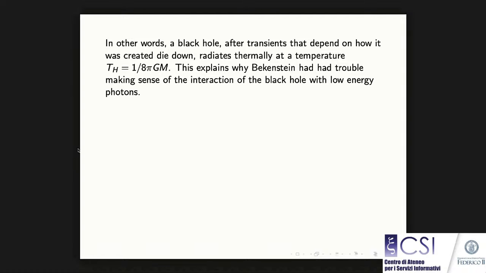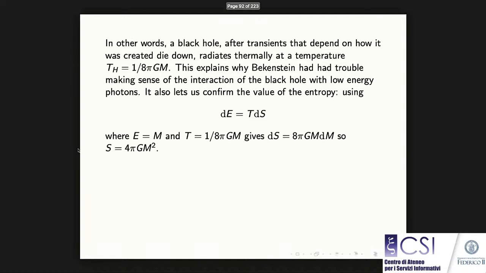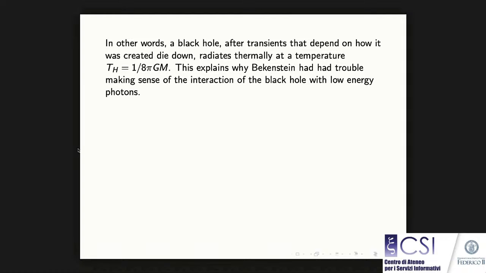That explains why Bekenstein had trouble making sense of the interaction of the black hole with low energy photons. You see, the photons that are bigger than the size of the black hole have an energy less than the Hawking temperature. And that means that each mode of such a photon is multiply occupied. The black hole is strongly emitting at that frequency with many photons in each state. And to analyze the absorption of one photon while ignoring the fact that many photons of the same kind are being emitted at the same time gives the wrong answer. That's why he had trouble making sense of the interaction of the black hole with very low energy photons.